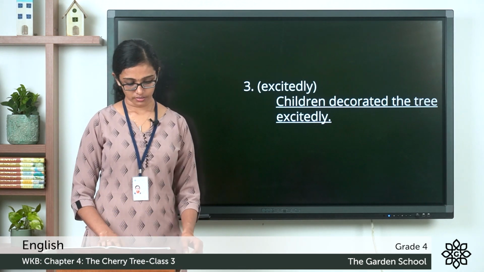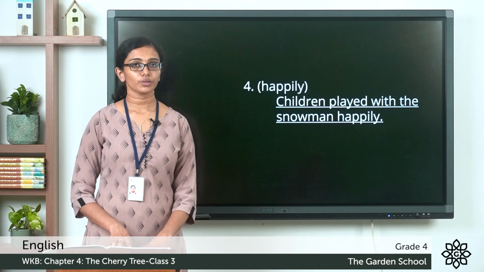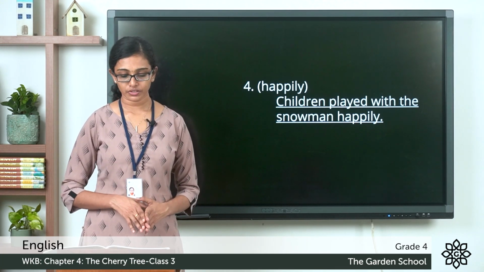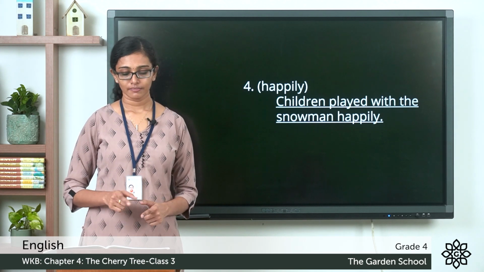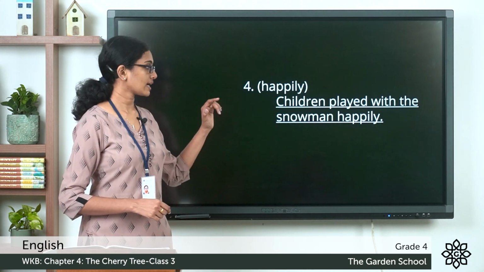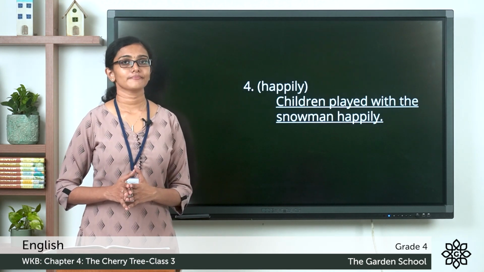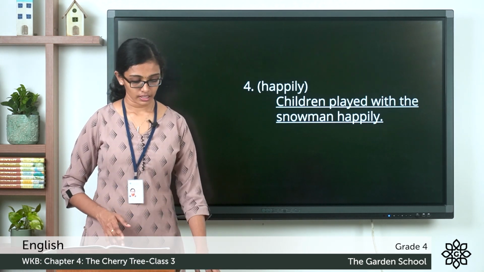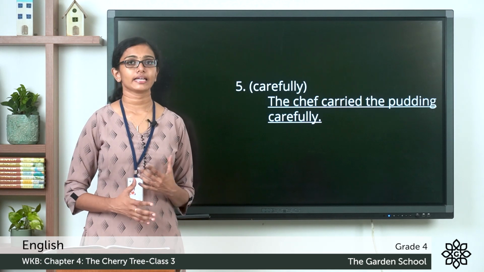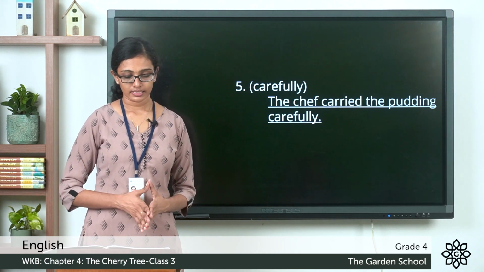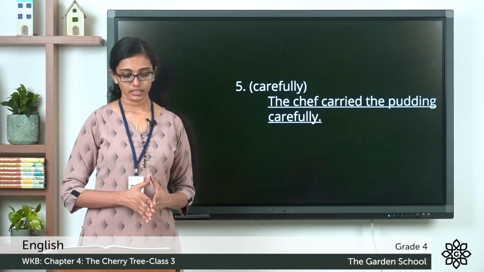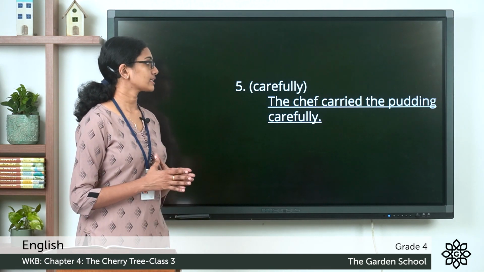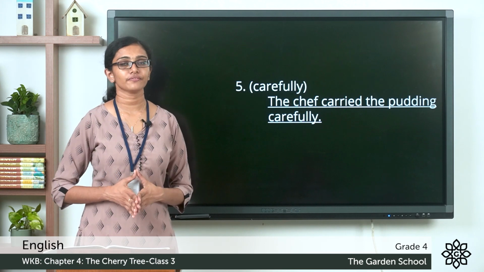Turn the page, page number 28. The fourth question, the adverb given there is happily, and in the picture you can see a few children playing with the snowman. So let's write the sentence. Children played with the snowman happily. Now, the fifth one, you can see a man carrying a pudding. And you can see the adverb given there, carefully. So, let's write the sentence. The chef carried the pudding carefully.